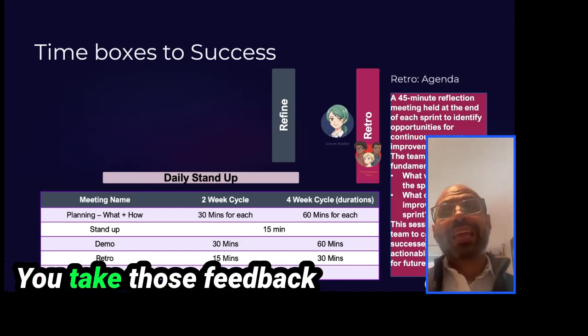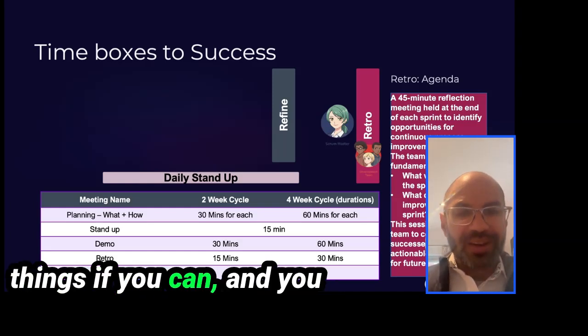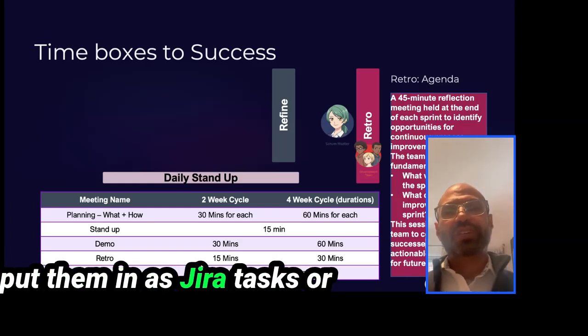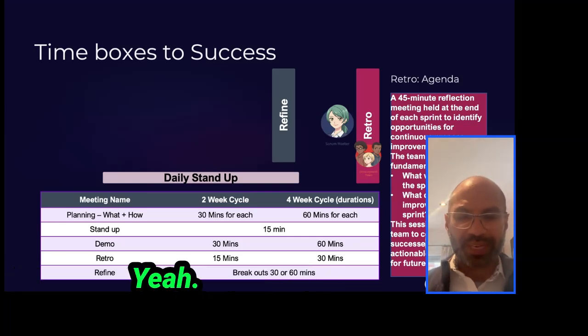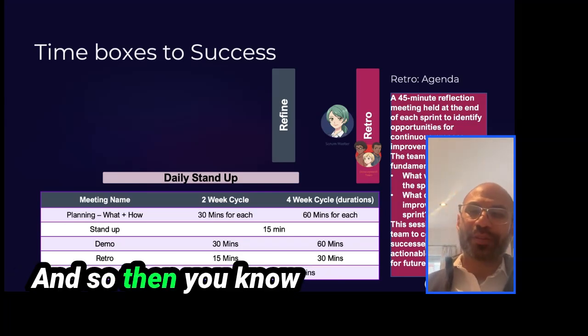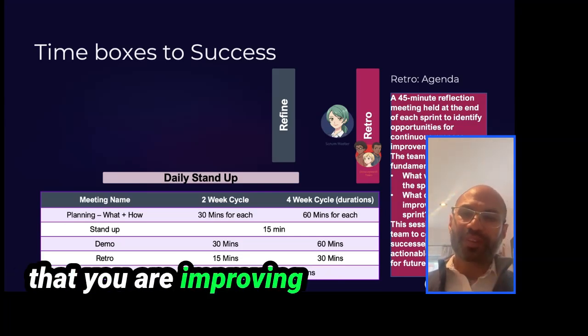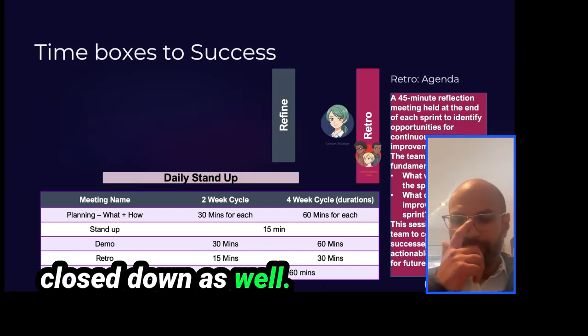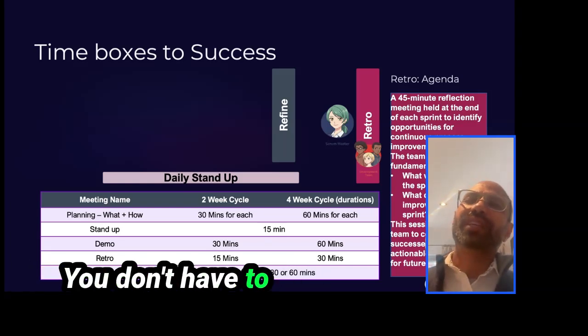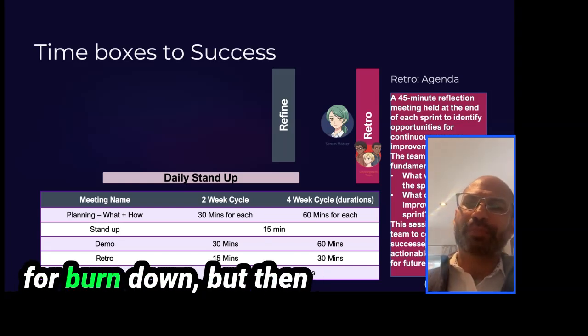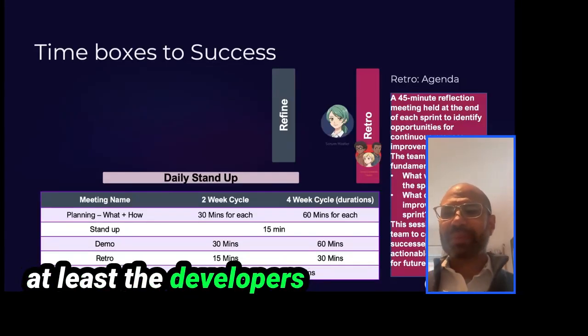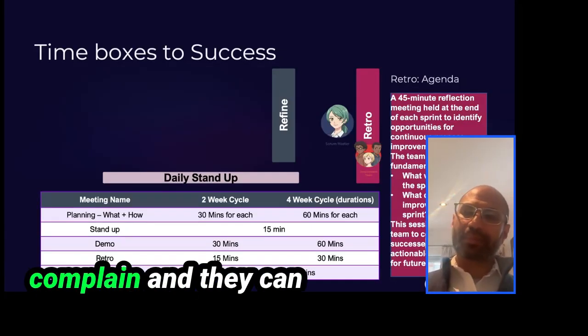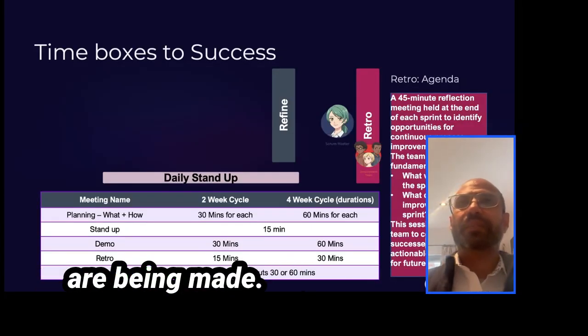Okay. And you take those feedback things, if you can, and you put them in as Jira tasks for the next sprint. And so then you know that you're improving the process and it's being closed down as well. It's a nice way to do it. You don't have to give it story points. You don't have to track it for Burndown, but then at least the developers feel like they're heard. They have a place to complain and they can see where improvements are being made.